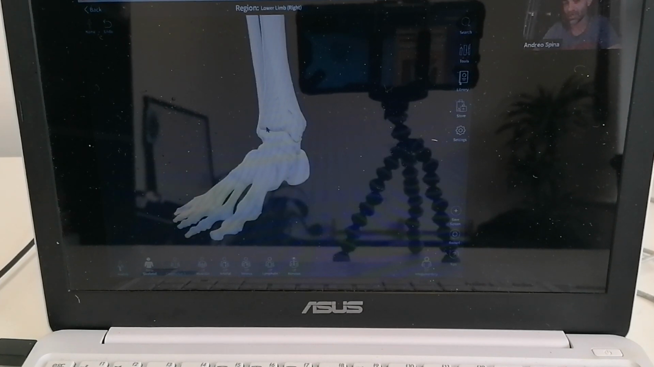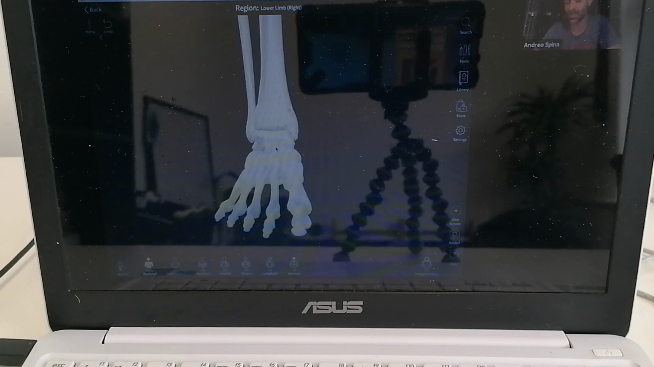That's why a lot of the time the ankle dorsiflexion limitation is not because of muscles in the back, it's because of what's happening here in the front.